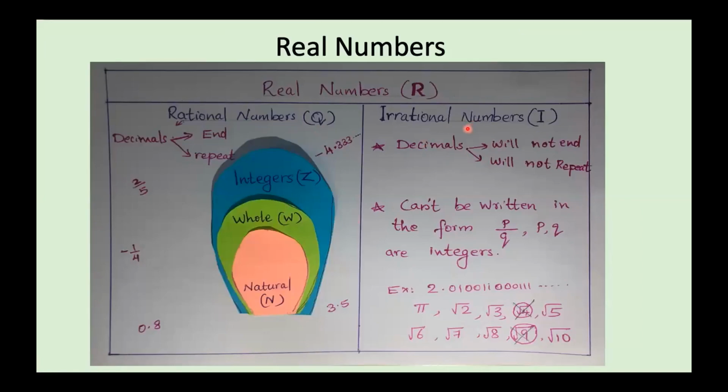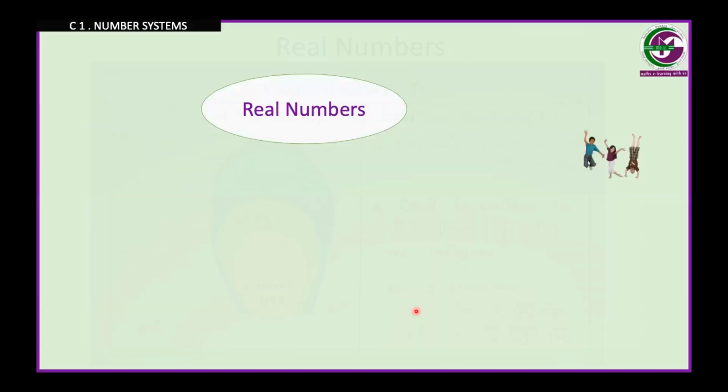But irrational numbers can be written in two forms, either using a symbol like root 2 or pi, or it can be represented by a decimal which will not end and will not repeat. These are the decimal expansions. That is your chapter 3, sorry, lesson 3. And these are some examples.